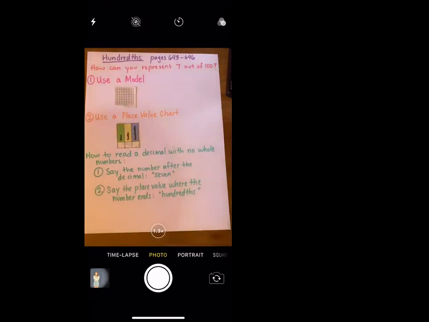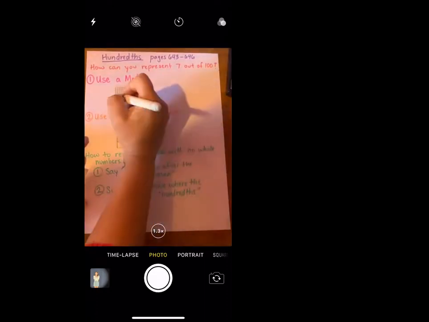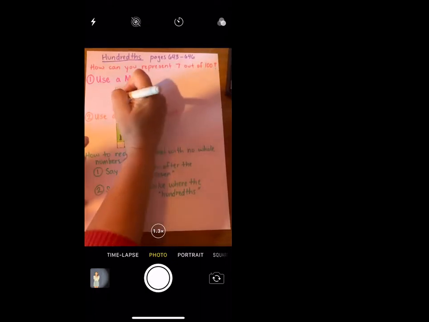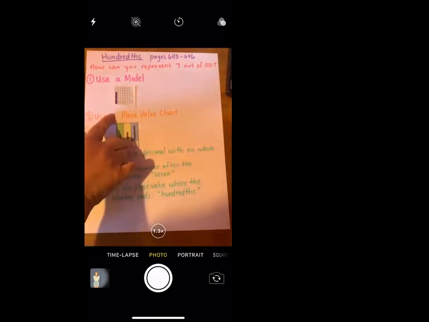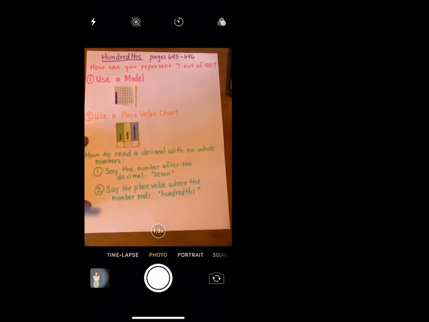So to use a model to represent 7 out of 100, first, you're going to go ahead in the model and color in 7 squares. 1, 2, 3, 4, 5, 6, 7, because that is 7 out of a total of 100 squares. So one way we can represent 7 out of 100 is to use a model.